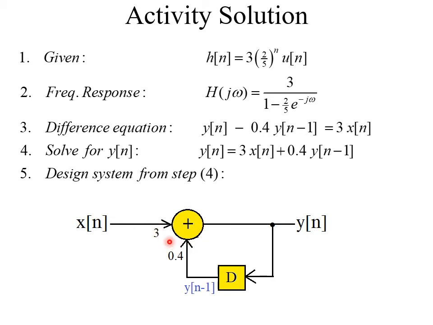So these two arrows here represent each of these terms here, and the output of the adder, of course, is the output of the system. So there is our final answer here. So, from this given impulse response, we can design a simple discrete time system that has that same impulse response.